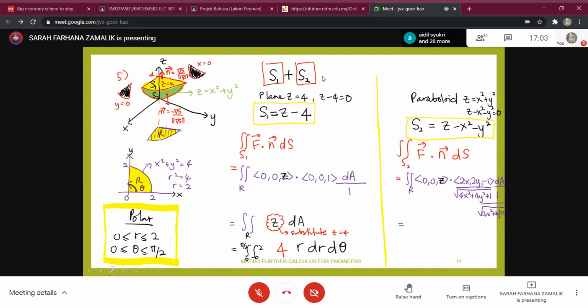So r dr d theta ni senang je integrate. You should get at this surface S1, you evaluate the surface integral, you get dapat apa? 4 pi. Yes, 4 pi. So that is for surface 1.